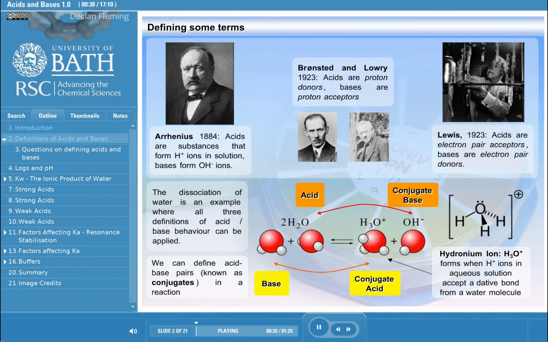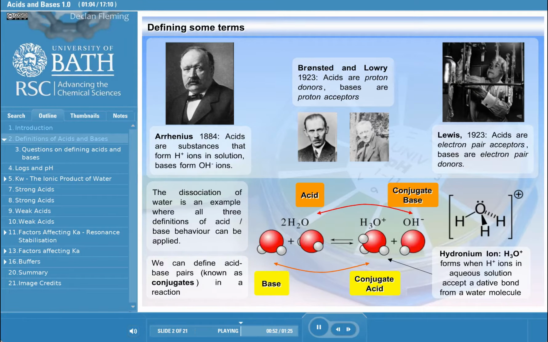Bronsted and Lowry would have said that one water molecule would act as an acid by donating a proton to another, which in turn would accept it to form a hydronium ion, so therefore it would be acting as a base. Lewis would have described that process in terms of the proton accepting a pair of electrons to form a dative or coordinate bond, so the water molecule donating a lone pair to the proton is acting as a base.